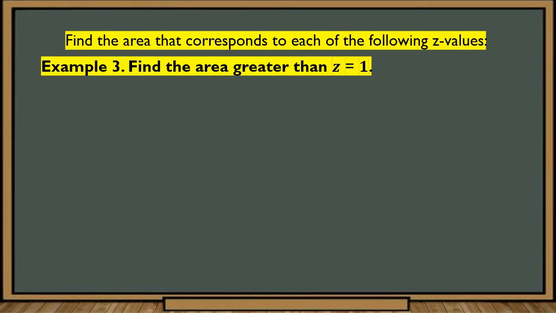In our example number 3, find the area greater than z equals positive 1. So we also have to find areas which are greater than or less than a certain z value. So in here, in our example number 3, we have here the given which is greater than 1. So this word greater is also the clue kung saan ba natin makikita, kung saan ba natin makahanap yung area na kailangan nating hanapin. So this is already greater than.